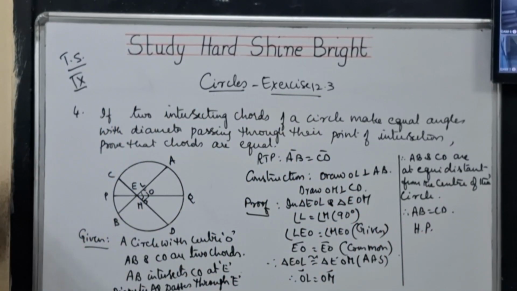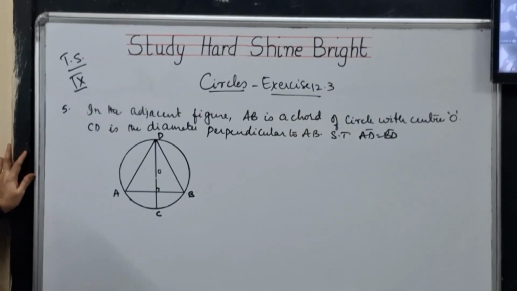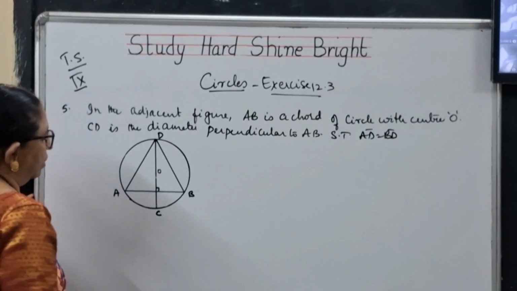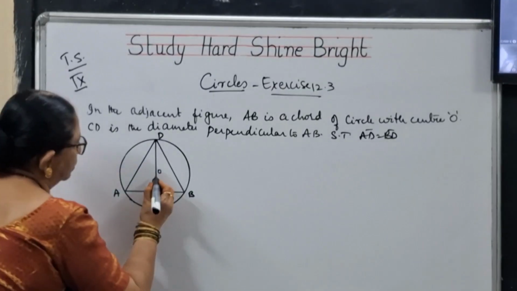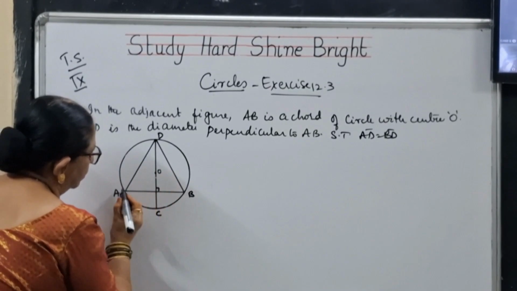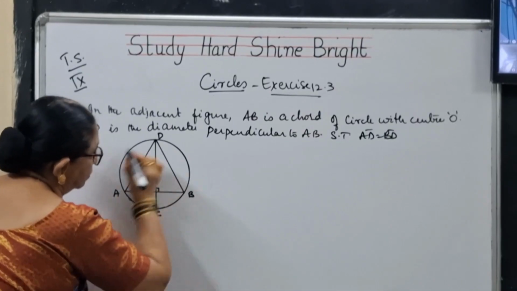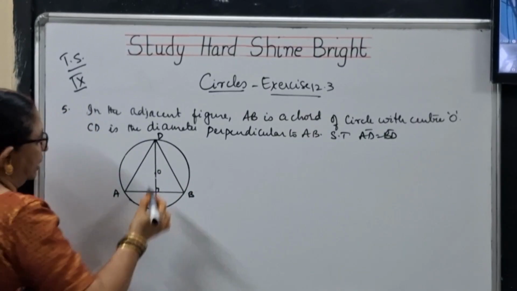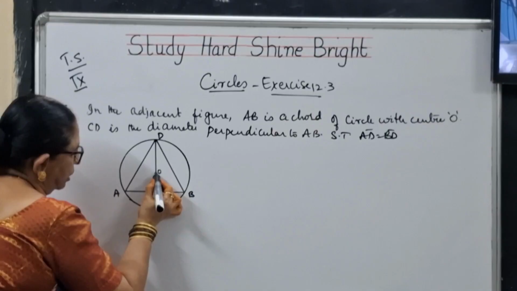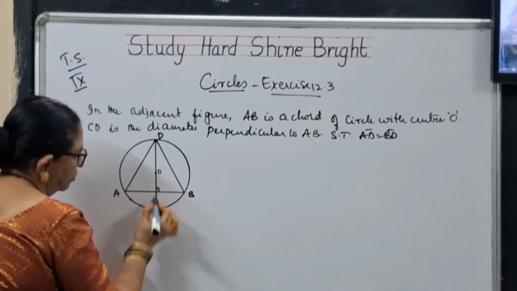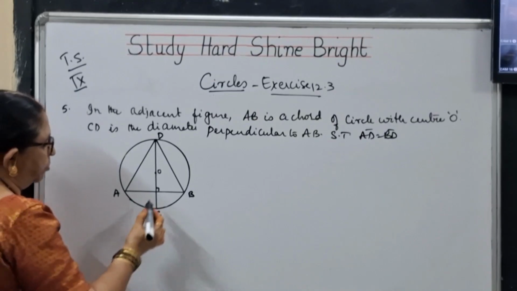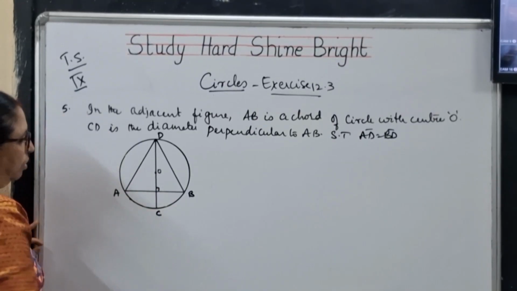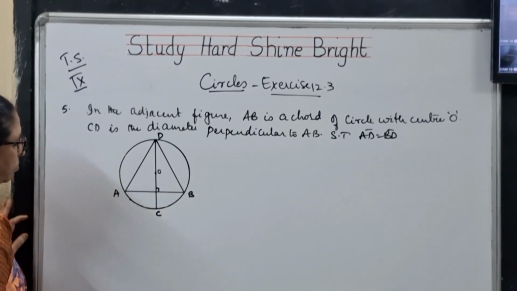Please note it down, children. Now fifth sum, children. In the adjacent figure, AB is the chord of a circle with center O. See, this is a circle with center O. AB is the chord of this circle. CD is the diameter. So through D, it is through center O, it is passing through. So CD is the diameter perpendicular to AB. You have to prove that AD is equal to BD.